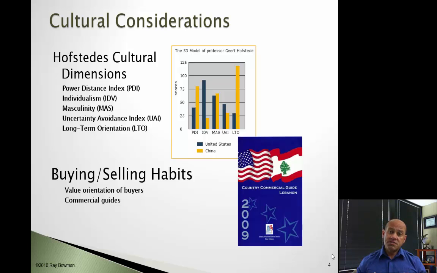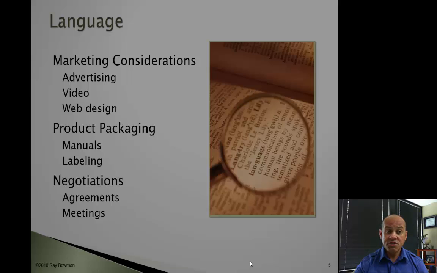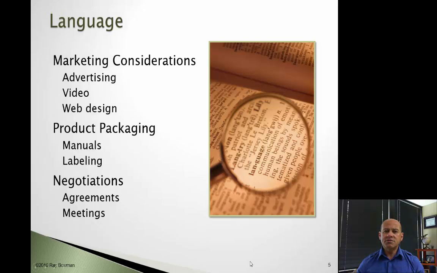So as much as there's a lot of information that can be purchased, at the same time, a lot of countries, U.S. Commercial Service, for example, puts out a lot of good commercial guides to looking at buying and consumer habits within different types of industries. So that's an important consideration. Language is also a very important consideration.